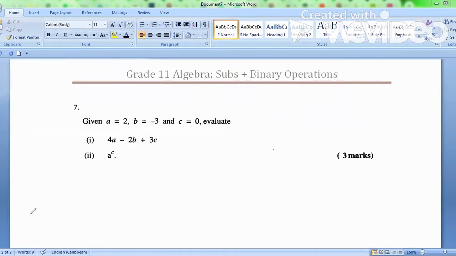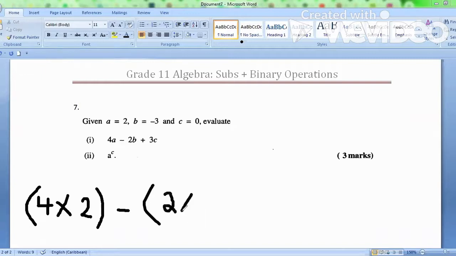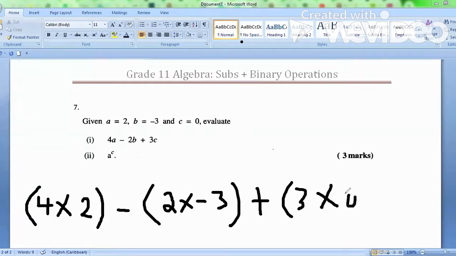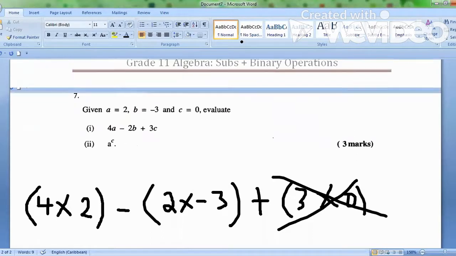All right, let's look at the first part. So it's going to be 4 times 2, subtract 2 times -3, plus 3 times 0. Well, clearly 3 times 0 is 0. But you notice, I always try to work on the easiest part first. Always.